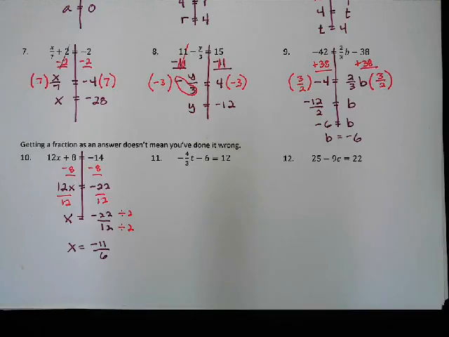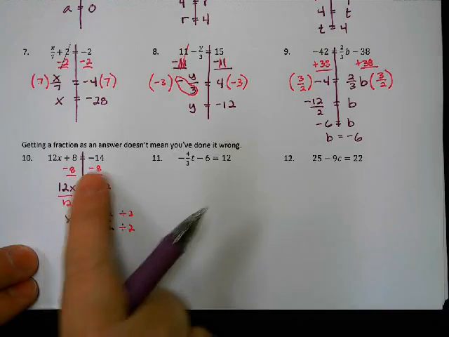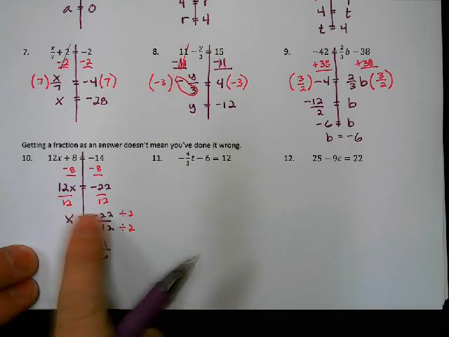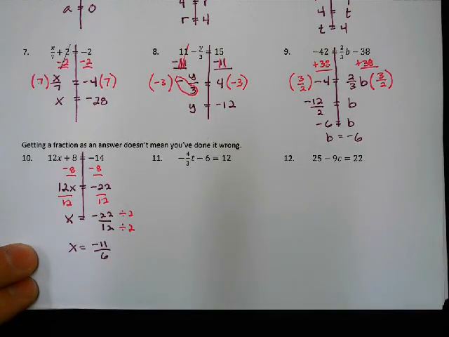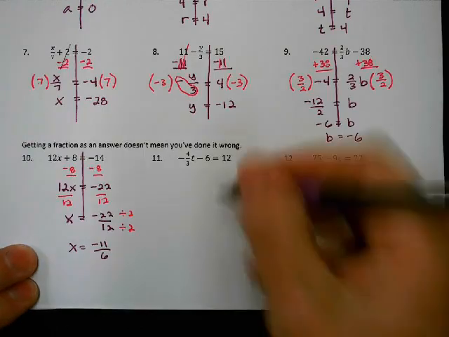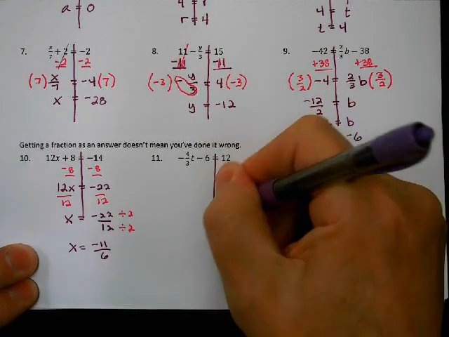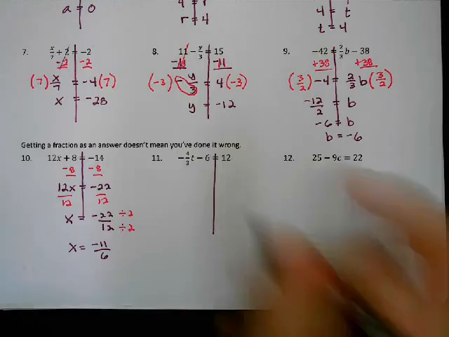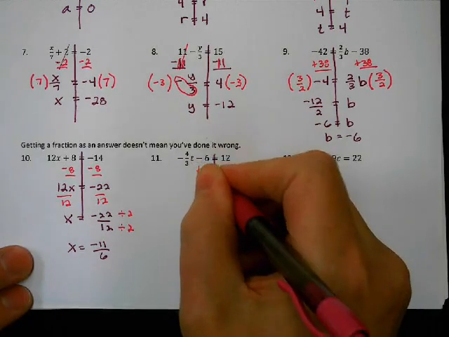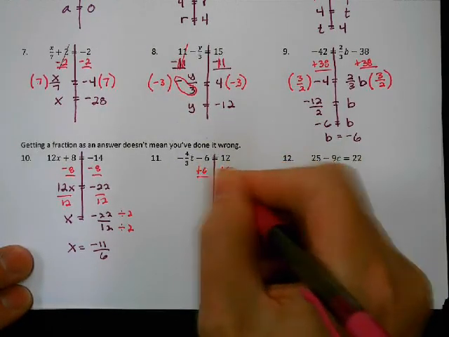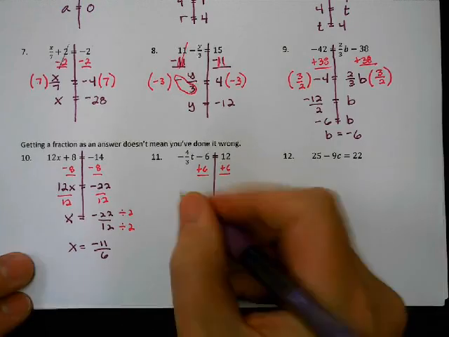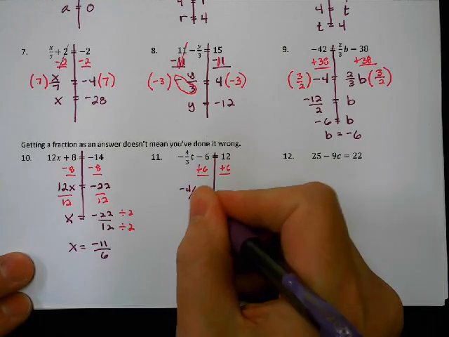I can double check to see, did I do it right? Yep, that was negative 22 divided by 12. Everything looks right, so our answer is just a fraction. All right, next one. We're going to use our addition property of equality. Add 6 to both sides. We get negative 4/3 t equals 18.